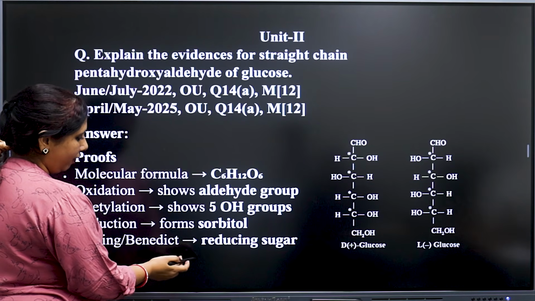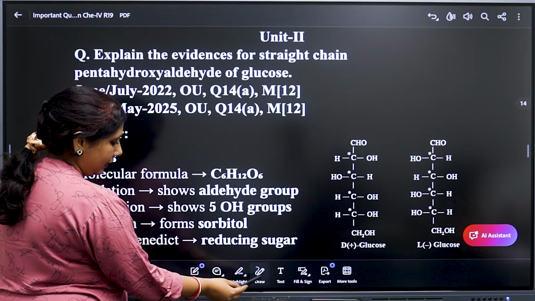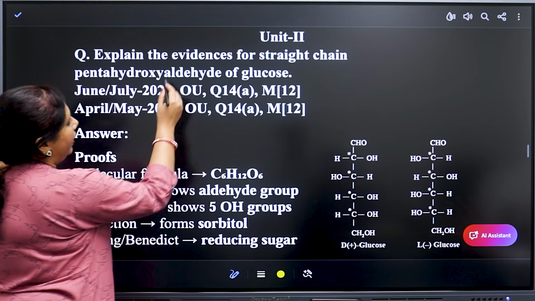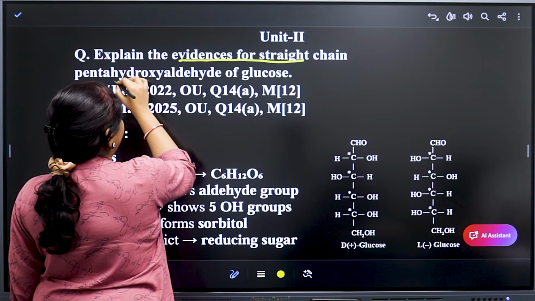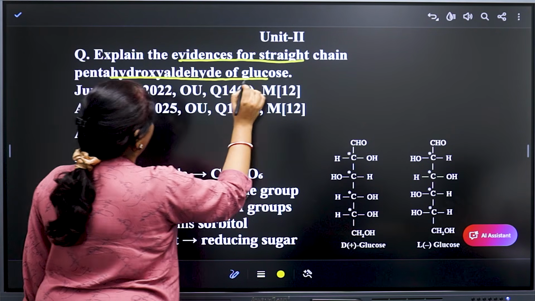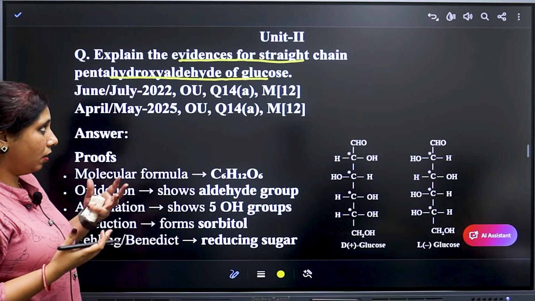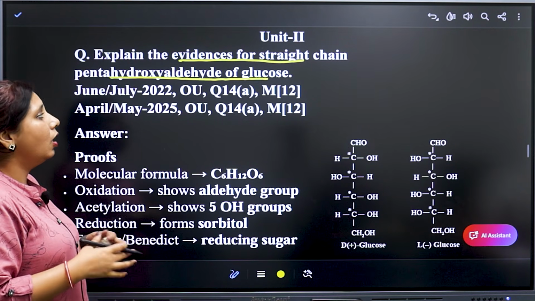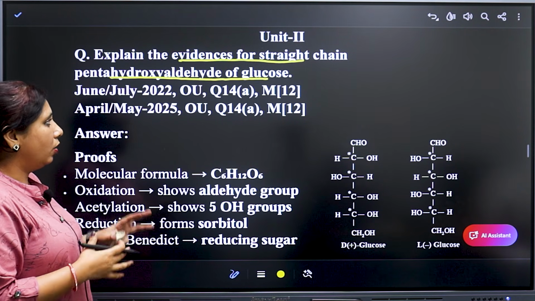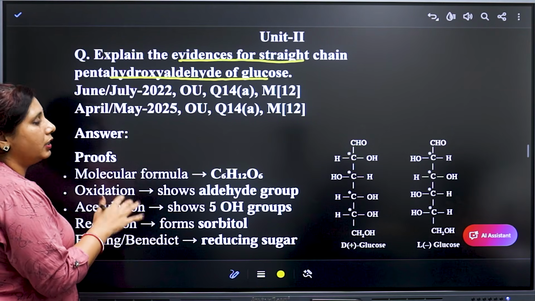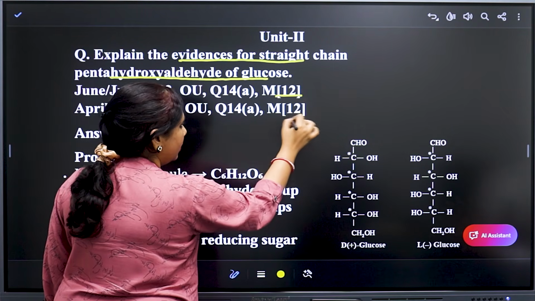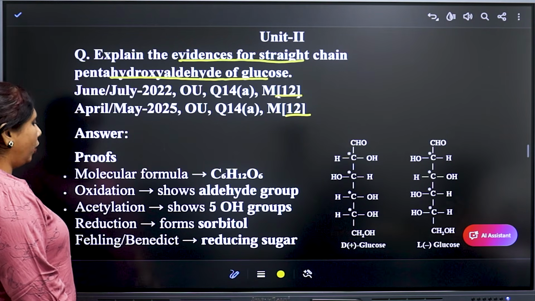The most important one here is evidences for straight chain pentahydroxyaldehyde of glucose, whether glucose is a straight chain molecule or cyclic molecule. So straight chain evidences we are going to see. This question has also come for 12 marks and it is very important.